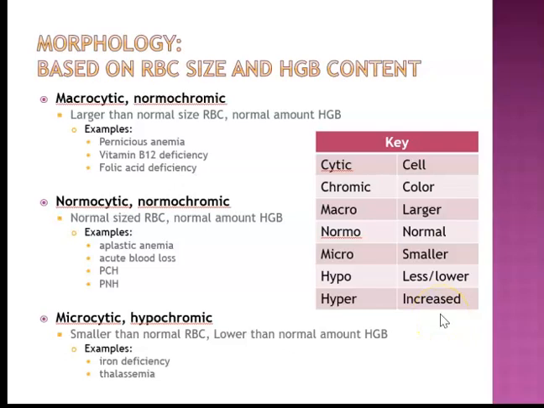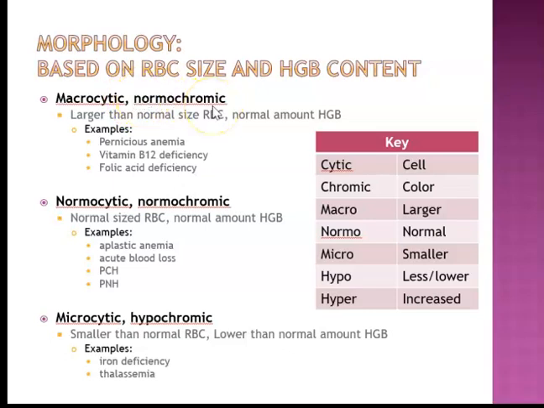So let's look at the different categories under morphology. We can have a red blood cell that's referred to as macrocytic normochromic. If we break that down, macro is referring to larger, cytic is referring to the cell, so a larger cell is the first part. Normochromic: normo is normal, chromic is referring to color. So a larger cell that is normal colored.